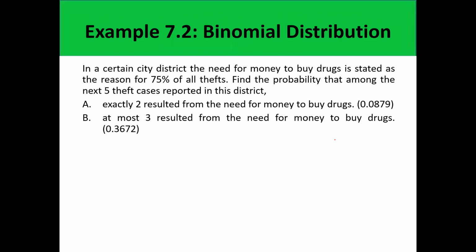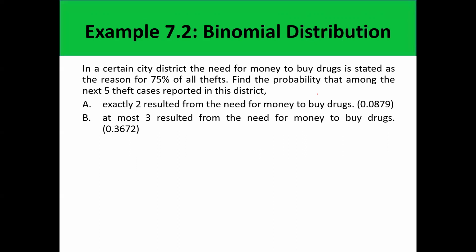So let us have an example. In a certain city district, the need for money to buy drugs is stated as the reason for 75% of all thefts. Let us find the probability that among the next 5 theft cases reported in this district, A, exactly 2 resulted from the need for money to buy drugs. And letter B, at most 3 resulted from the need for money to buy drugs.